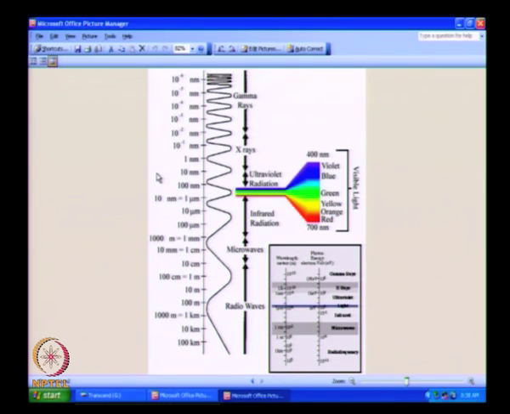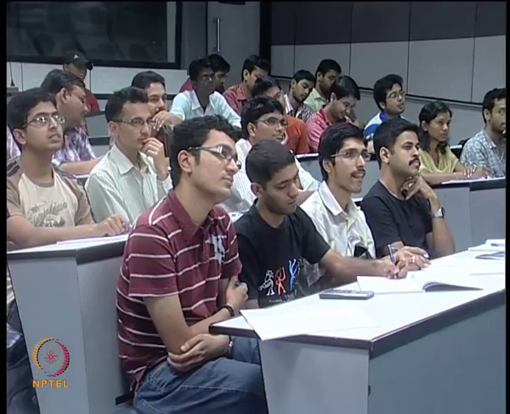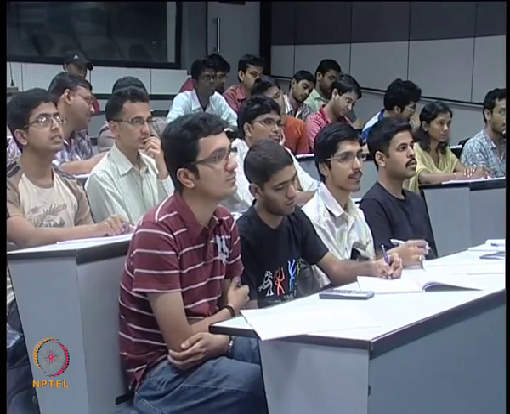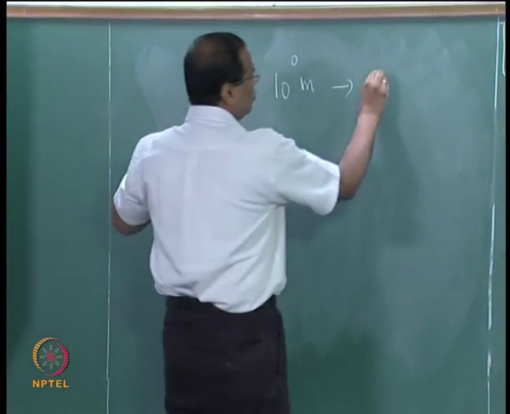Now look at this visible. This visible is 400 nanometer to 700 nanometer. So that is 0.4 to 0.7 micrometer. So violet to red, right. So this is the spectrum. Now for us the 10 to the power of 0 meter, it is too big.